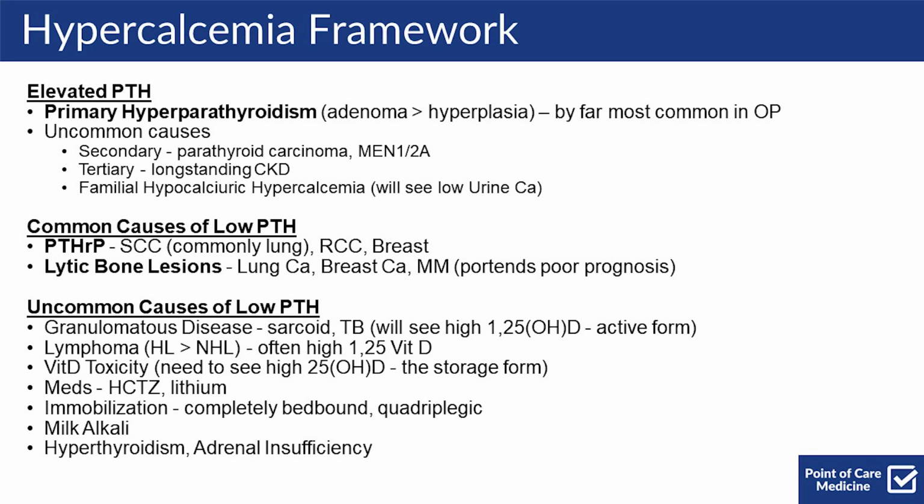Other uncommon causes of an elevated PTH include a parathyroid carcinoma, MEN1 or 2, and then tertiary hyperparathyroidism like long-standing CKD. There's also the familial hypocalciuric hypercalcemia, which we're not going to talk about because it's probably not the reason why they're inpatient. Common causes of low parathyroid hormone include things like parathyroid hormone-related peptide, which is most commonly seen in squamous cell carcinomas, most commonly lung or head and neck cancers, but can also be due to renal cell carcinoma as well as breast cancer.